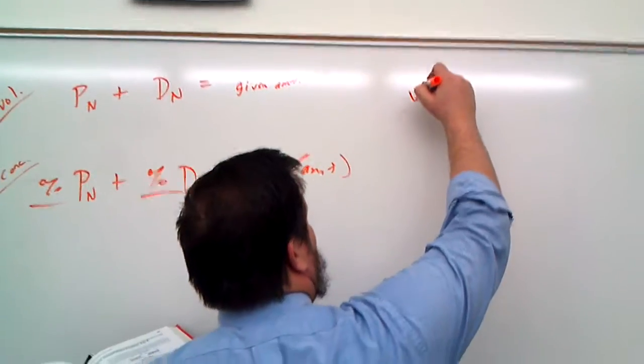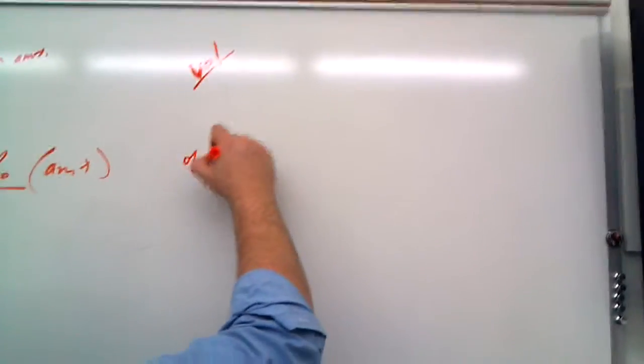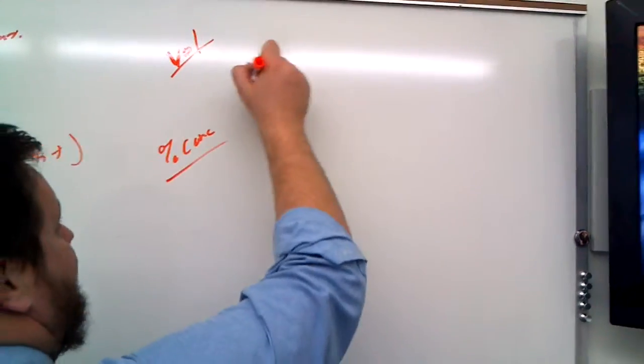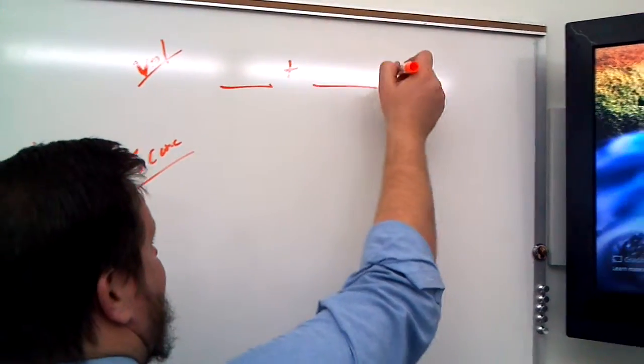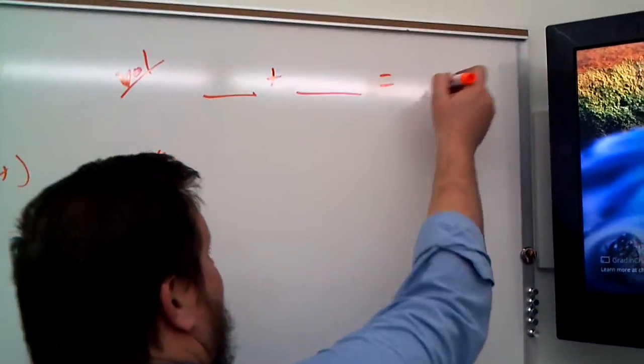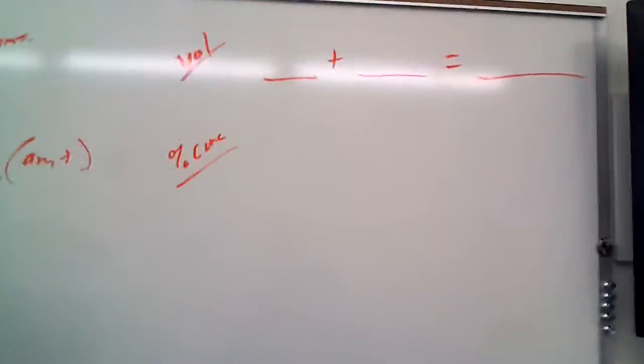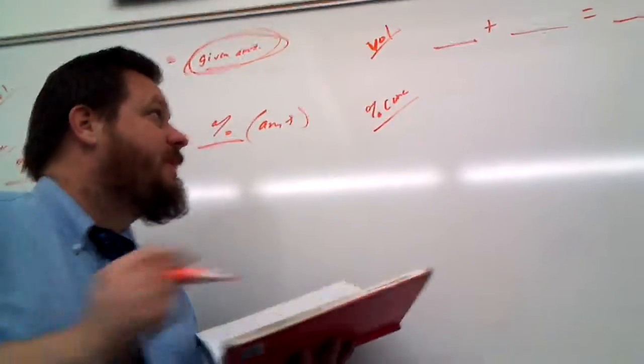We still need to have a volume equation, that's a V, a volume equation, and a percent concentration equation. It's still going to be a certain amount plus a certain amount equals a certain amount. Except, whereas before we were given the amount we need to end up with, now we're going to be given one of the starting amounts.